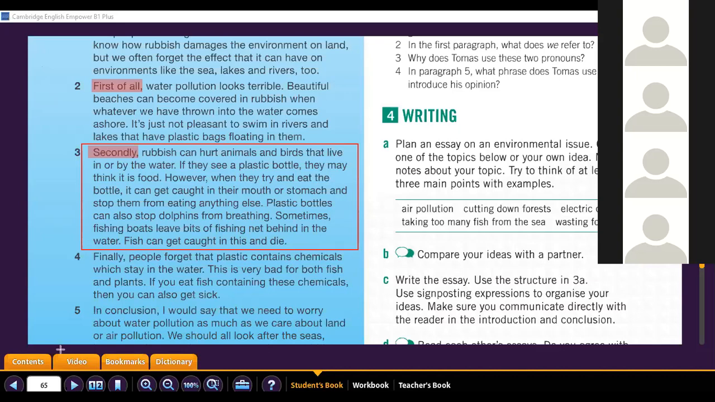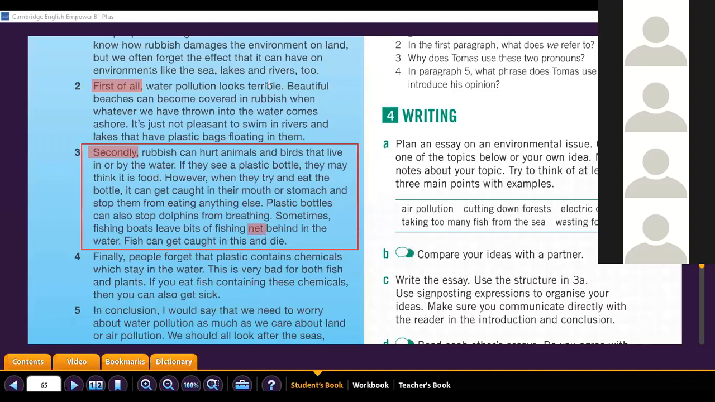Exactly. So, here we have what happens next, no? Aquí ya nos explica un poco más qué es lo que sucede con los desperdicios, ¿no? Ya en el mar. Here we have sometimes fishing boats leave bits of fishing net. ¿Sí? Algunas veces los barcos pesqueros dejan restos de las redes, ¿no? Las redes de pesca en el agua y los pescados pueden, fish can get caught and die, ¿sí? Pueden quedarse atrapados en las redes y morir.